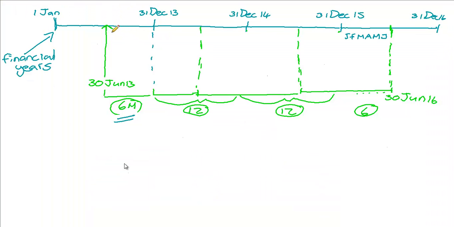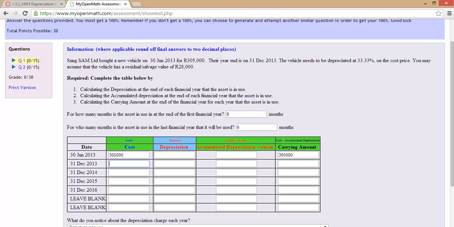I'm now here, so I've used this asset for these 6 months right here. So I need to calculate depreciation. That is a transaction that has taken place. The transaction that is happening here is the usage of this asset. So I need to record that.